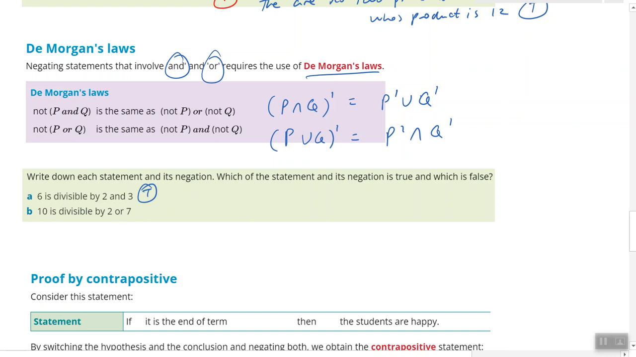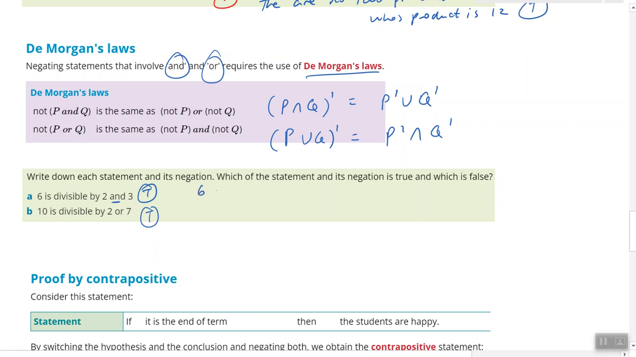And that's true. It can be divisible by 2, and that's all you need. It doesn't have to be divisible by 7 as well. Whereas this statement is more restrictive. It has to be 2 and 3. Okay, so now let's write the negation. Because there's an and there, we have to use De Morgan's law, and you get something like that as the final statement.